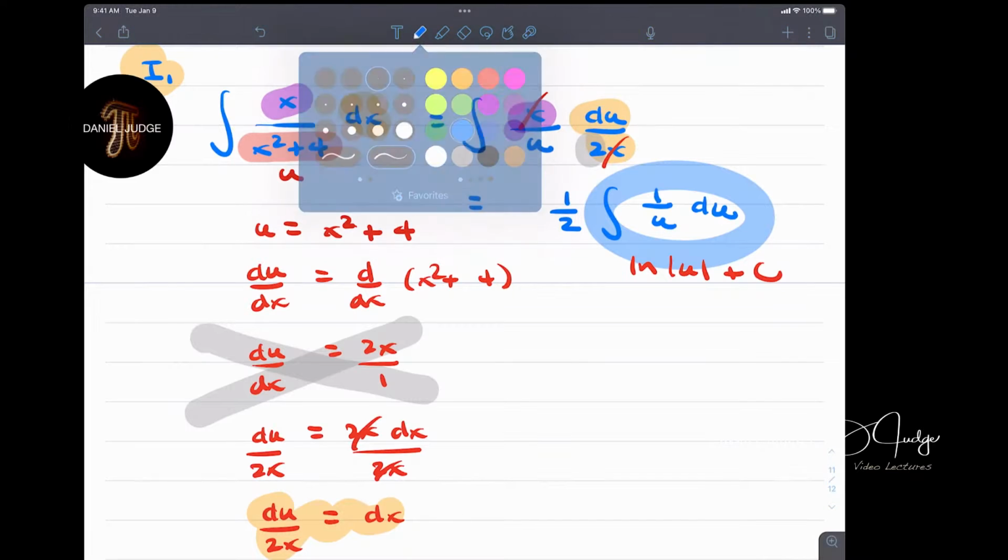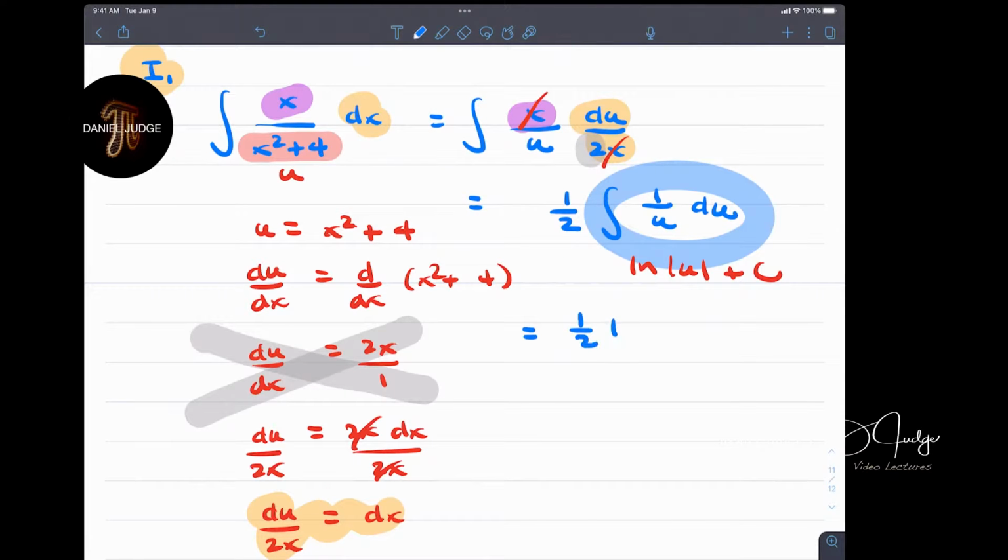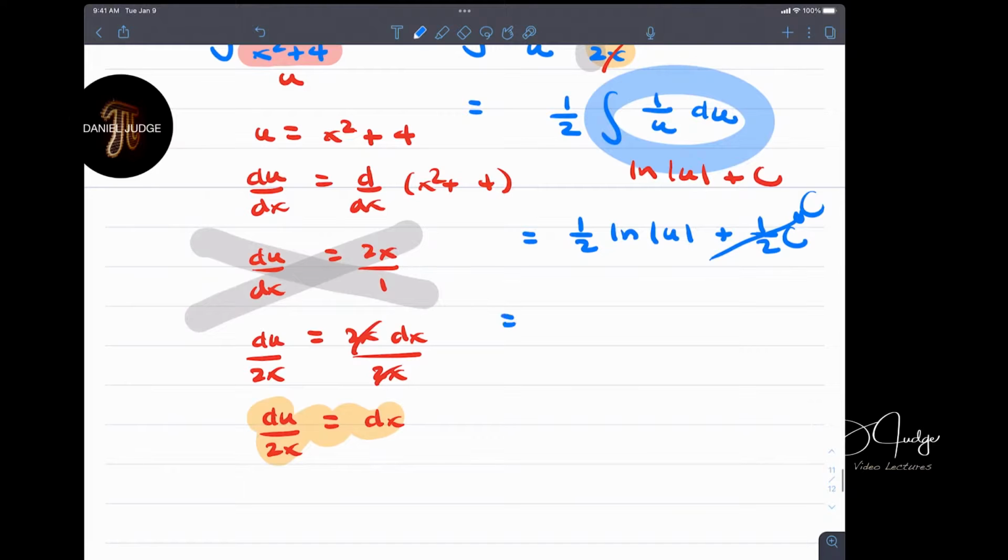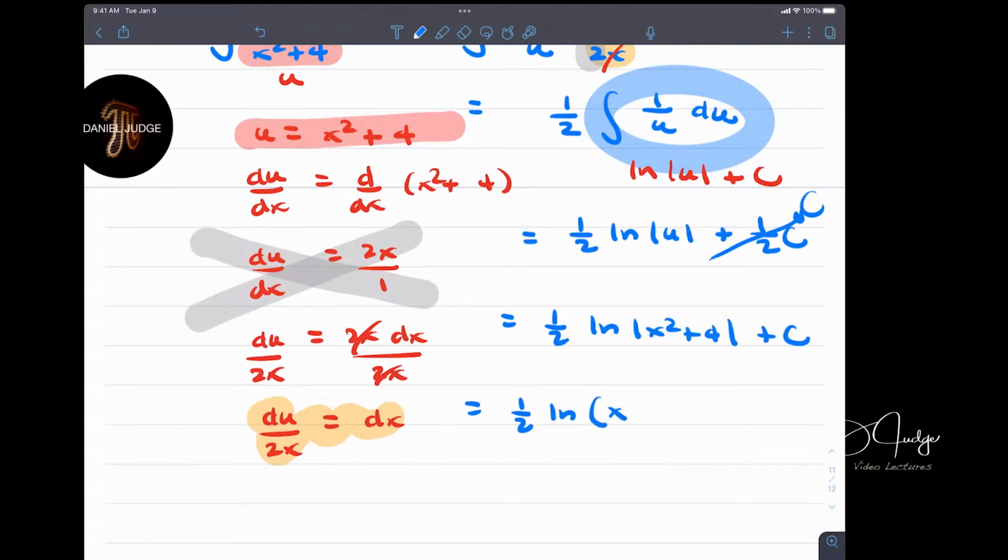So that constant now, 1/2 natural log absolute value. Now you say, Mr. Judge, that's just a constant. It is. 1/2 natural log absolute value. Now remember, u is x squared plus 4. And which you can see now, that absolute value becomes a parentheses. Simply because x squared plus 4 is always positive. Right?